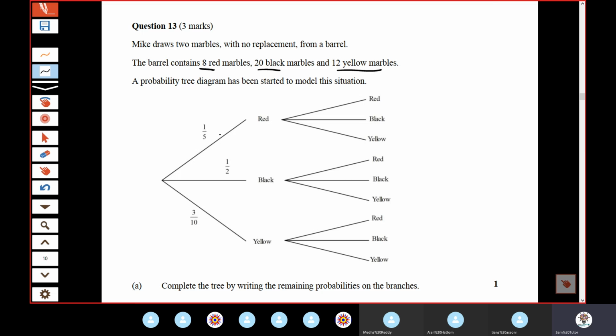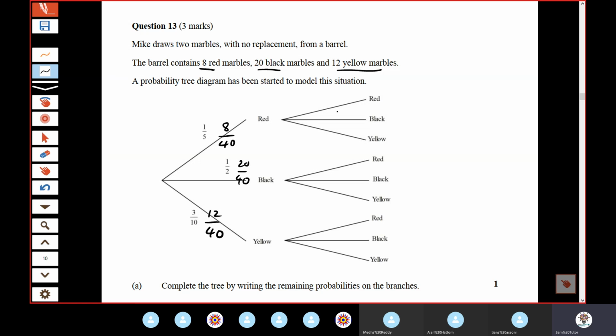Red is 8 out of what is it? 20 plus 20, 40. So that's 8 out of 40. Black is 20 out of 40. And then yellow is 12 out of 40. It just might make it a bit easier when you move to the next round.